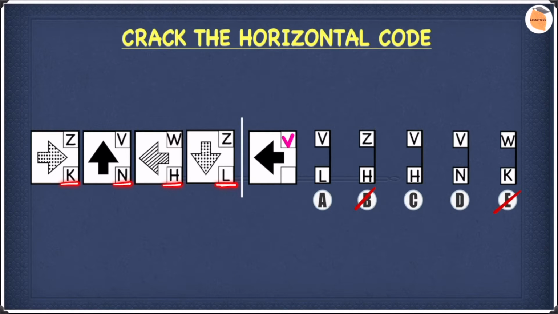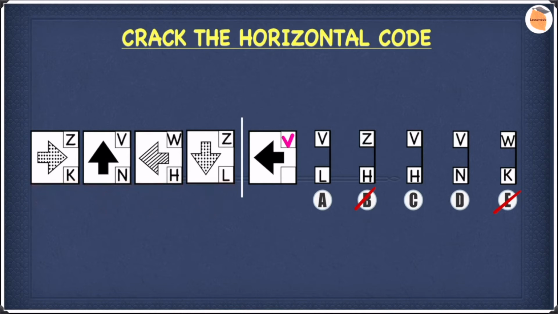Let's move on to the second letter, which is K, N, H, and L. As you guys could see, none of these letters are the same, so this means that there's something different between all 4 shapes. The only thing that's different between all 4 shapes is the fact that they're all pointing in different directions. So in the first one, the arrow is pointing towards the right. The second, arrow is pointing upwards. In the third, the arrow is pointing towards the left. In the fourth, the arrow is pointing down.